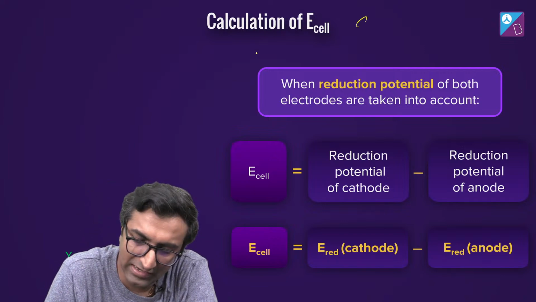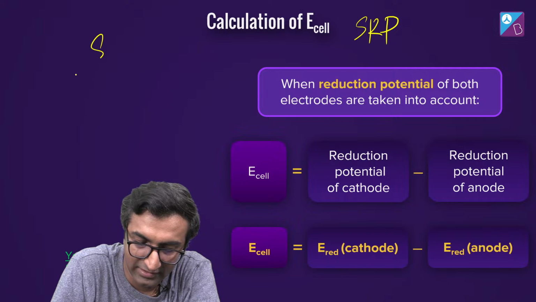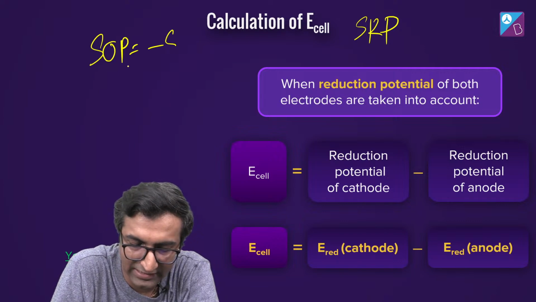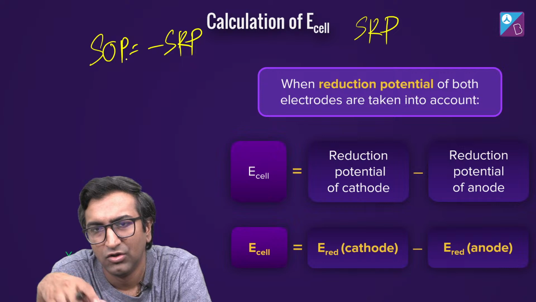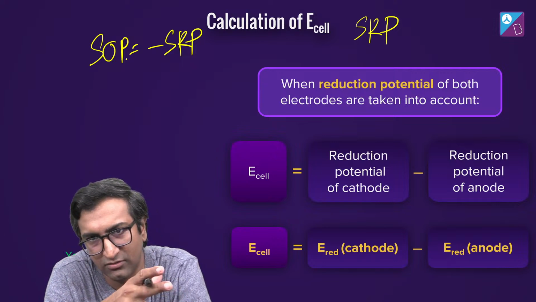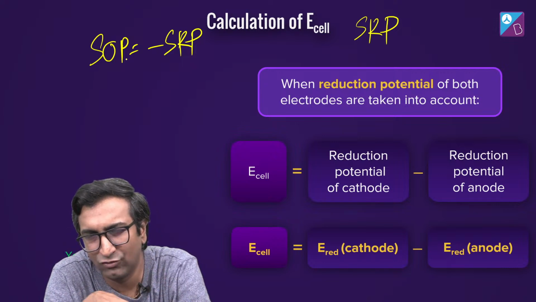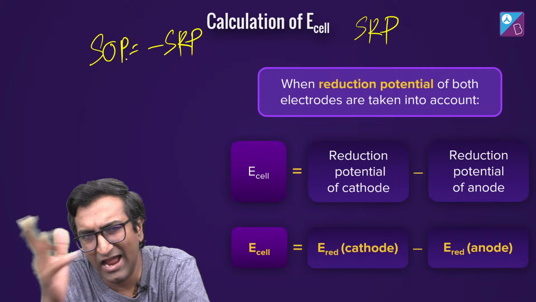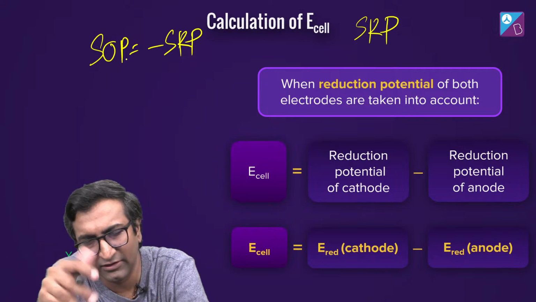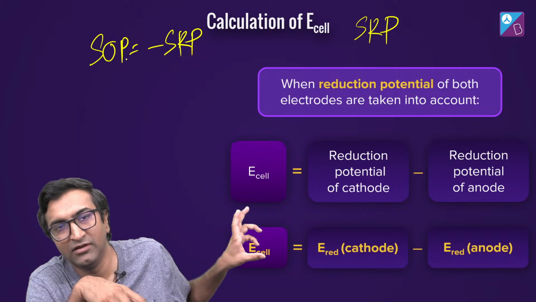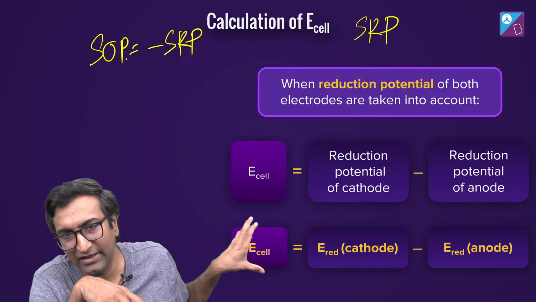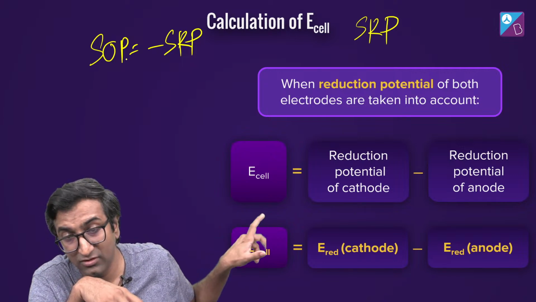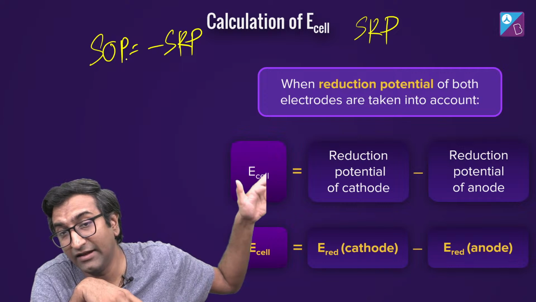Let us talk only about SRP, and SOP is going to be equal to negative of SRP. This is fine, right? So in terms of reduction potential, at the cathode reduction is happening so it stays positive, and at the anode oxidation is happening so we make it negative. So overall E cell is going to be E reduction at the cathode minus E reduction at the anode.